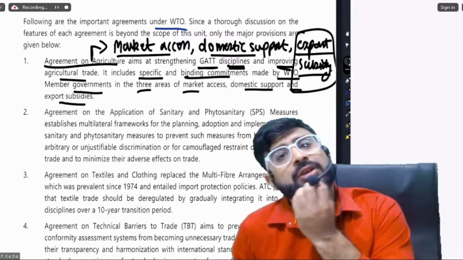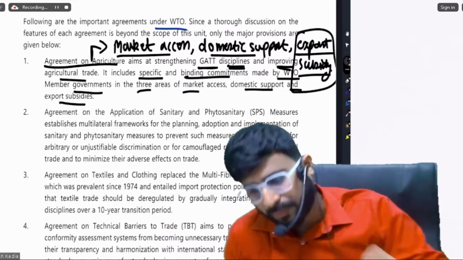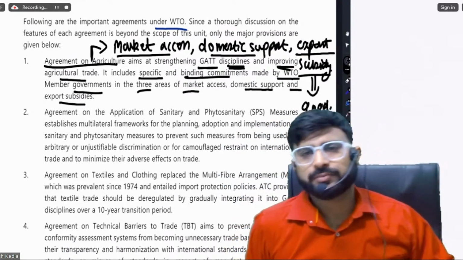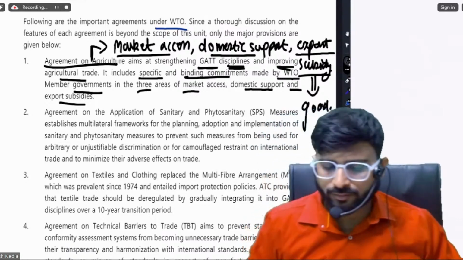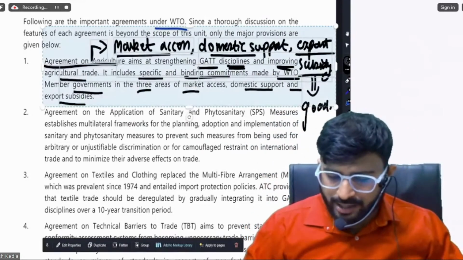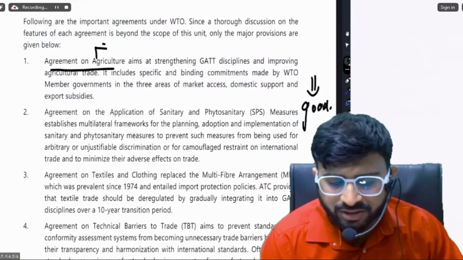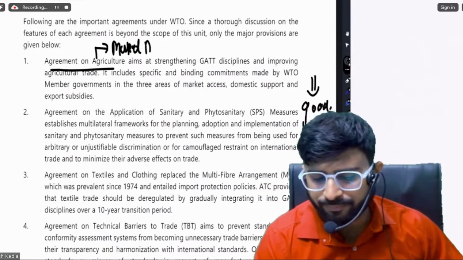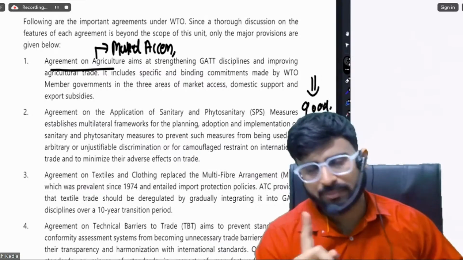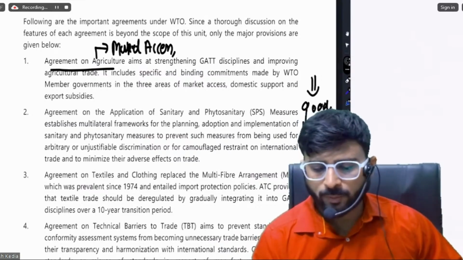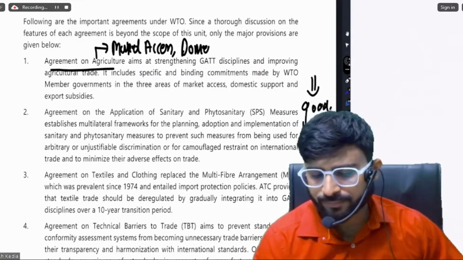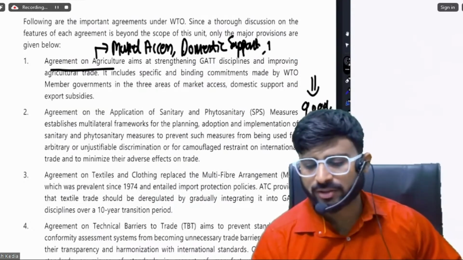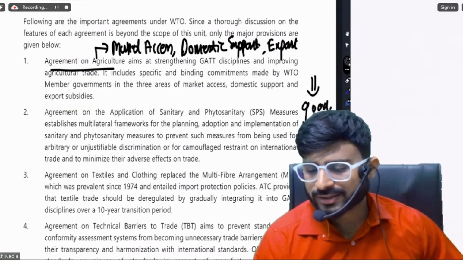Why? Because export subsidy boosts exports. So export subsidy is good. So again, under agreement on agriculture, just remember the 3 words, nothing else. Market access, word number one. Friends, number 2, domestic support. And friends, number 3, export subsidies.